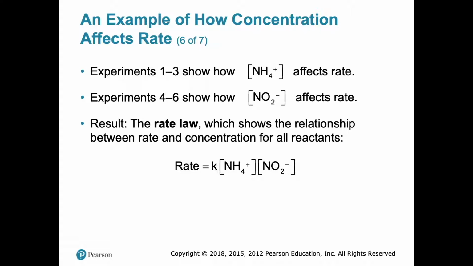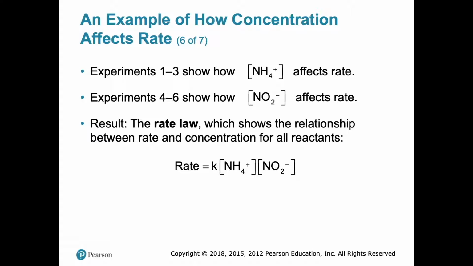And so when we take a look at the whole thing, experiments 1 through 3 show how the concentration of ammonia affects the rate, and experiments 4 through 6 show how the nitrite concentration affects the rate. We find out then that the rate law is first order for both of them, because remember what I said on Monday: when you double the concentration and the rate doubles, that's called a first order reaction, right?